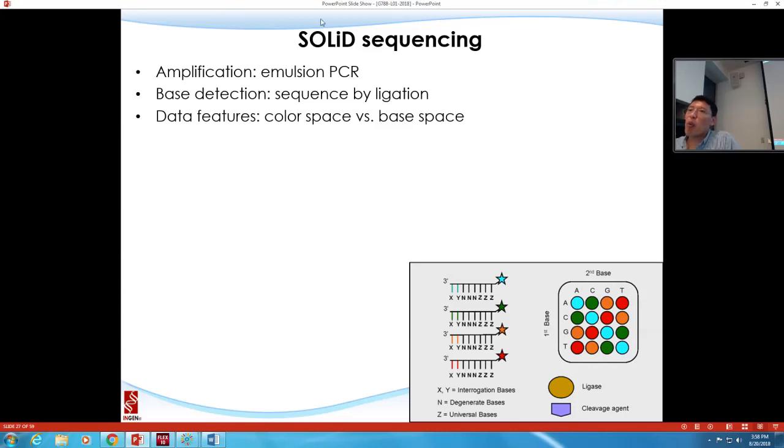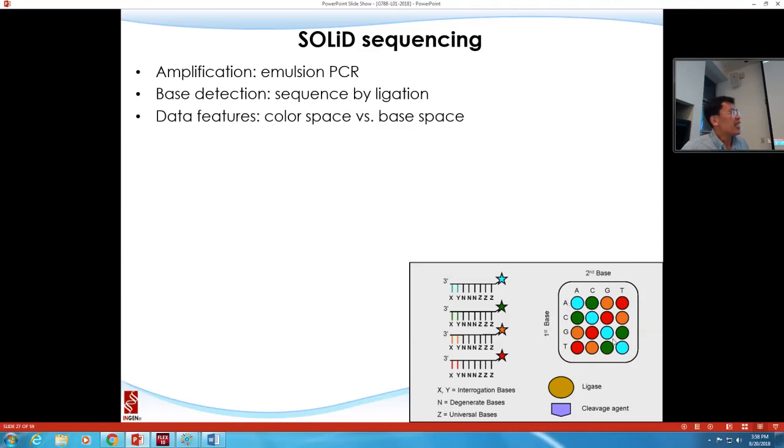For us, the most important part of the SOLiD sequencer is the data format. It becomes very, very difficult to look at because of the biochemistry they are doing, and it's not like Illumina technology, where we have four colors and each color gives you A, C, G, or T. For SOLiD, it becomes very confusing. Okay, just follow me on that.